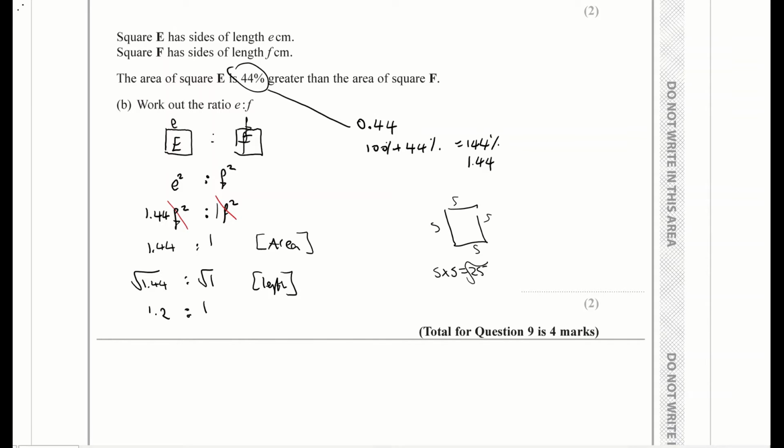Again, don't like decimals in my ratios. To get rid of that one decimal point, I'm going to multiply it by 10. Must multiply both sides by 10. So 1.2 by 10 is 12. 1 multiplied by 10 is 10. Divide both sides by 2 leaves me with 6 is to 5 as my ratio of E is to F. So E is to F is 6 is to 5.